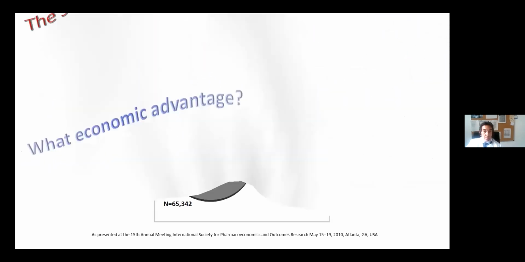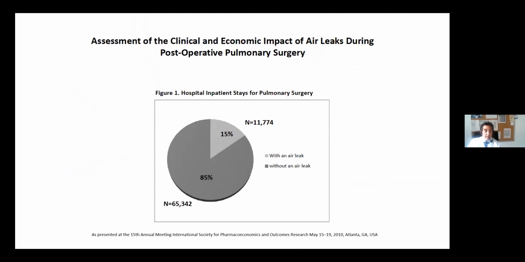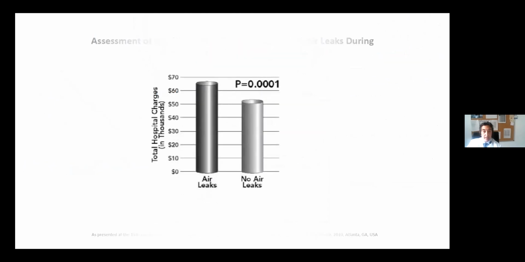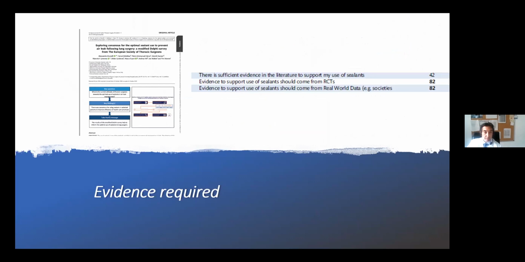And again, the economic advantage: if we analyze an assessment of the clinical and economic impact of air leaks during lung surgery, we can see that about 15% of inpatient stays are from patients with an air leak. And as Alex told us before, the total hospital charges are higher by about 2,000 euros.